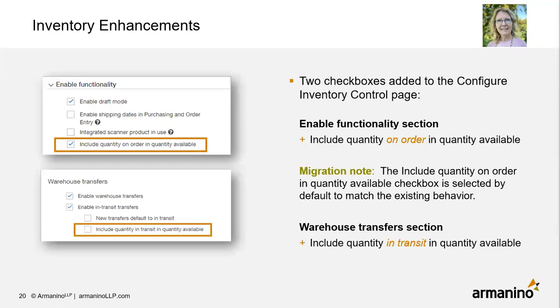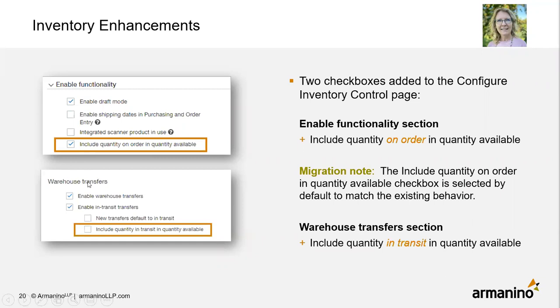There are 2 new checkboxes in the configuration of inventory in order to enable this functionality. Under the Enable Functionality section, you can include quantity on order in quantity available. See that new checkbox down there? That's your option, and by the way, that is the default setting. If you're already using inventory, Intacct has checked that. So if you don't want that checked, you can go in and uncheck it. That's how they handled the migration.